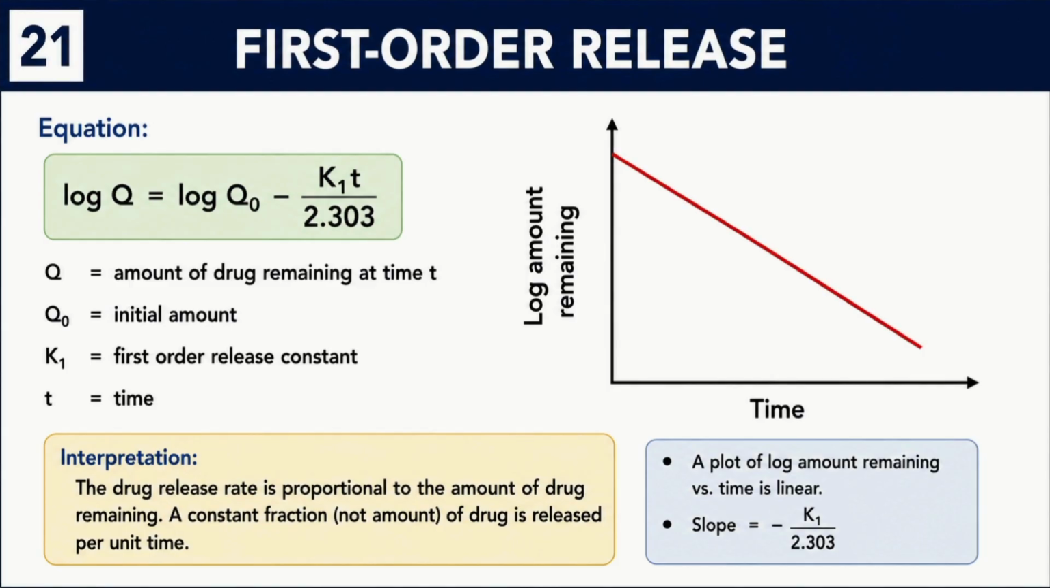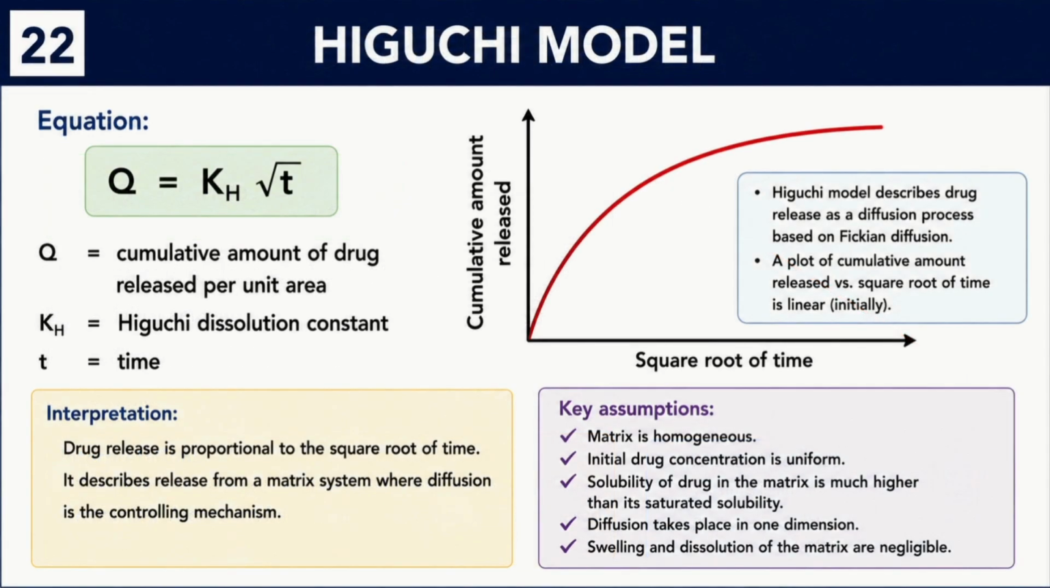So the important concept is that release is concentration or amount dependent here. So the first order behavior is frequently observed in systems where dissolution or diffusion is proportional to the remaining amount of drug. Okay. Now next is the Higuchi model.